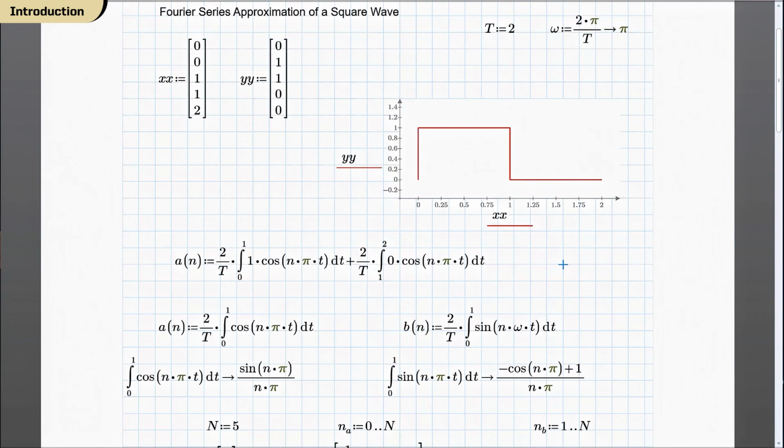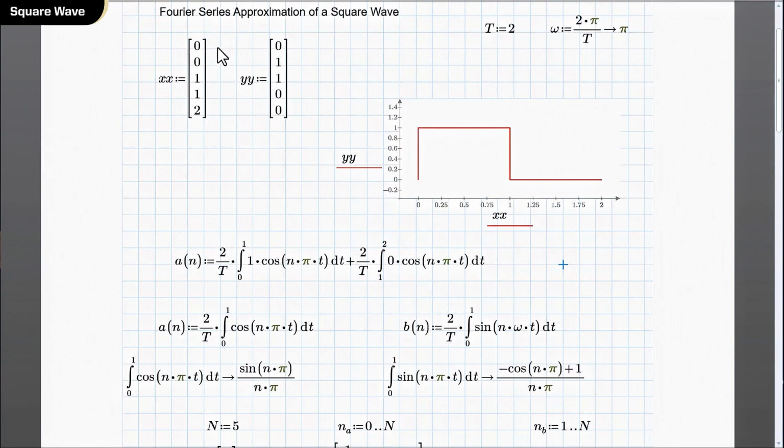When you want to go to some serious number crunching, it's usually better to go to MATLAB, which we're going to do here in a minute. So you can see I've got the square wave defined here. And the way I did this, I made two vectors, xx and yy. I called them xx and yy because I thought I might want to use x and y as variable names later, and I didn't want to reassign these.